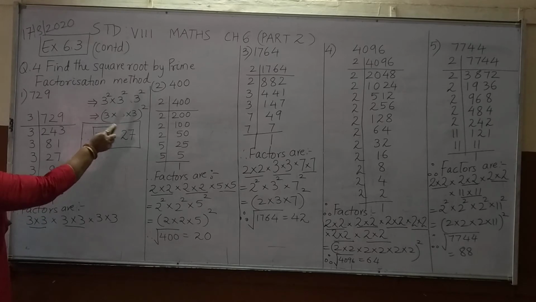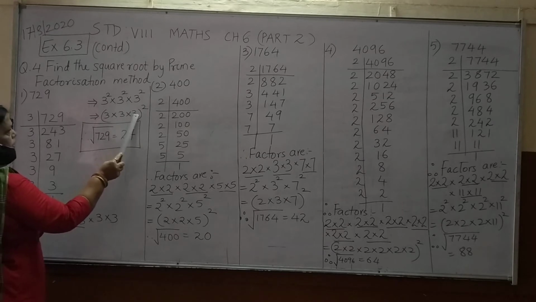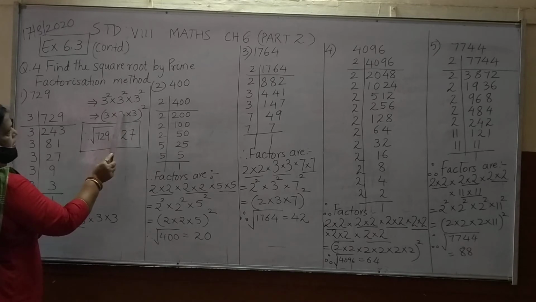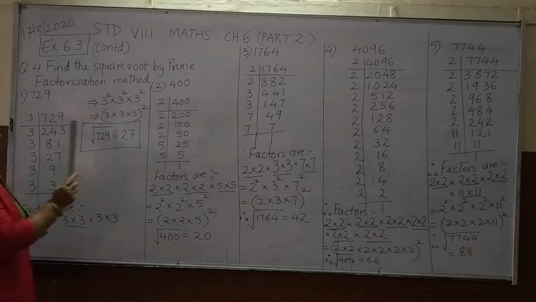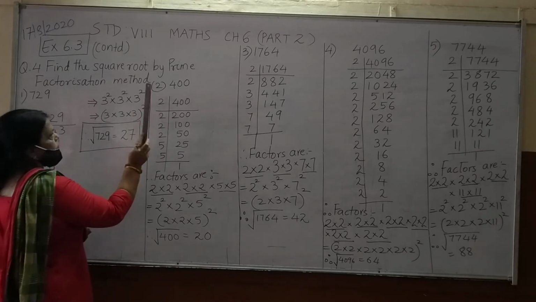2, 2, 2 power is common. So we write down into bracket, 3 into 3 into 3 whole raised to 2. Therefore, the answer is square root of 729 is 27. 3 threes are 9, 9 threes are 27. First one is clear to everyone? Okay. Now we move to the second one.